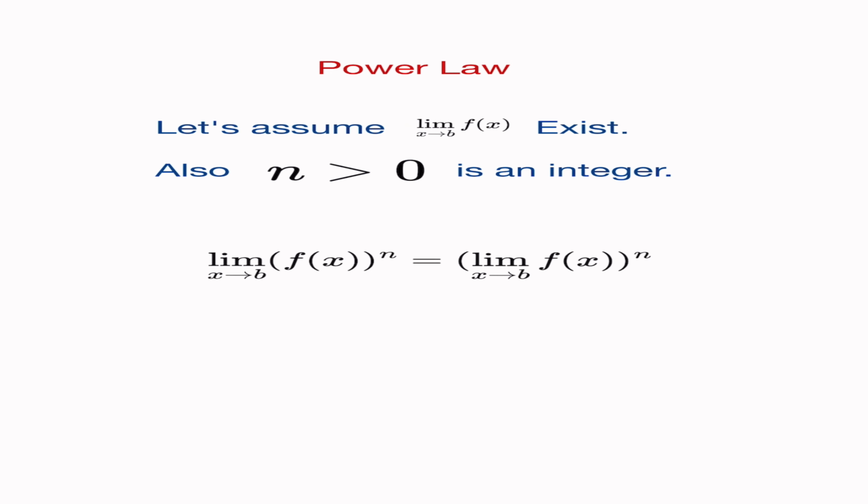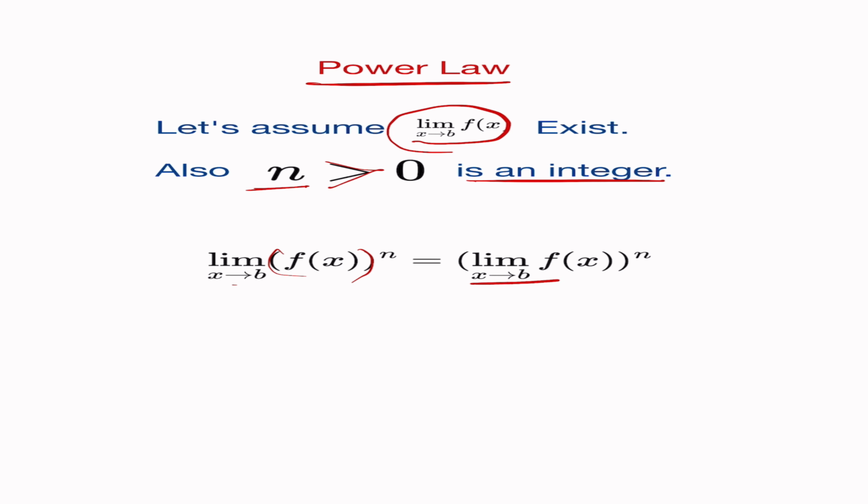Now let's learn the power law. What is the power law? It says that, let's say the limit as x approaches b of f of x exists, and n is an integer here, and n has to be more than 0. It cannot be negative. Then the limit as x approaches b of f of x to the power n is going to be simply the limit as x approaches b of f of x, the value of it, to the power n.